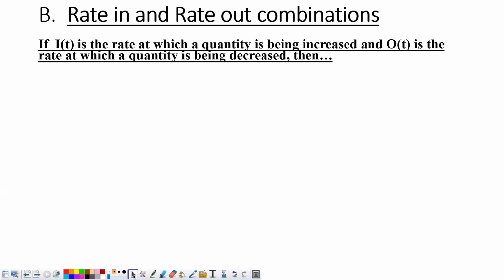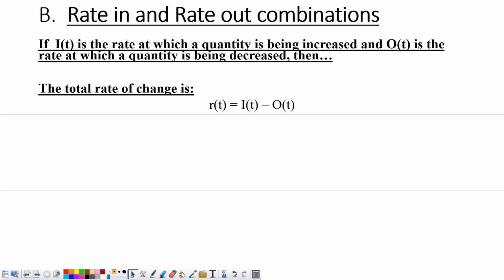Okay? So let's say that I of t tells me the rate at which something's being added, like water coming in from your shower. And O of t represents the rate at which it's leaving your shower, in other words, draining. So rate in, I put I, rate out, I put O, I and O, right? Then the total rate of change is the difference between those.